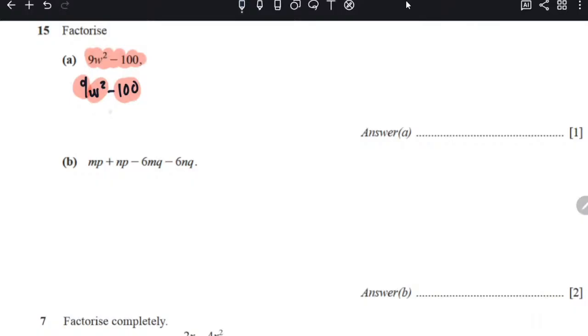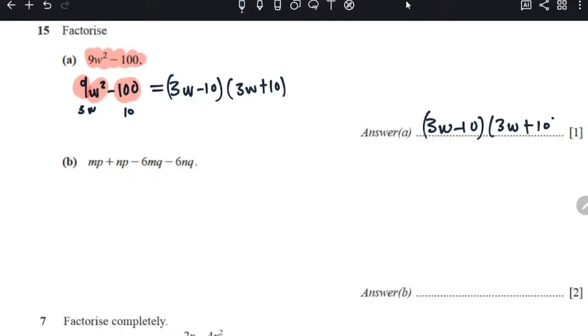So yes, this is difference of two squares. There's subtraction and they're squared. The square root of 9 is 3. Of w squared is w. Of 100 is 10. So you can now make two brackets. One which says 3w minus 10. And then the other one which says 3w plus 10. So this becomes now the final thing. 3w minus 10 multiplying 3w plus 10. There we go. This is a solution.